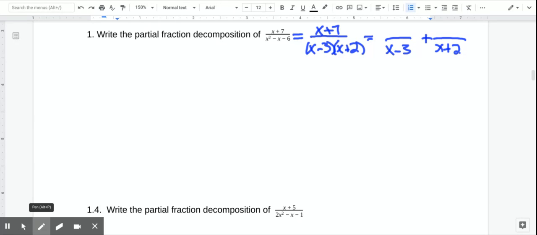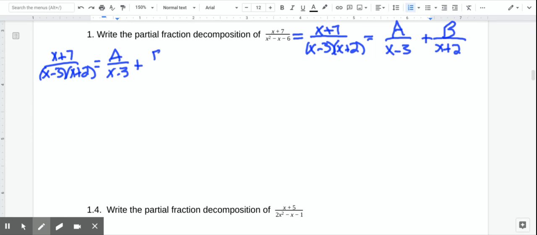So since these are both linear factors, this is degree 1, all we have to worry about is having a constant on top. So I'm going to put an A there and a B there, and those just signify that those are constants. So I need to find A and B. So this thing that I've just written in blue, I'm just going to rewrite it down here so I can work with it. So this is the equation that we're trying to solve for both A and B.